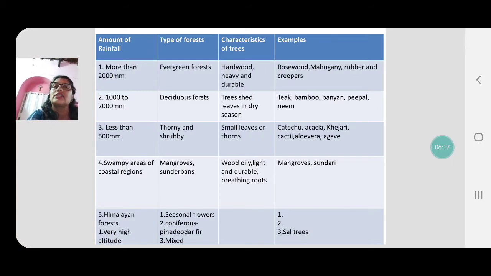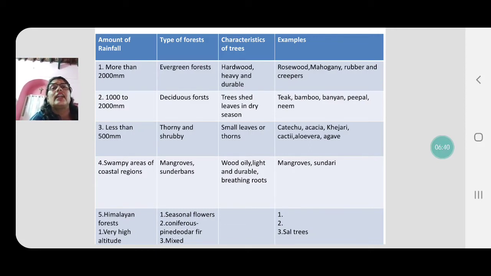So you find those type of evergreen vegetation there. What are the characteristics of these type of evergreen trees? They are hardwood, they are evergreen, they are heavy wood and also durable wood. As a result, they are mainly used as timber and for furniture. Examples of these trees are rosewood, mahogany, rubber and a variety of creepers.